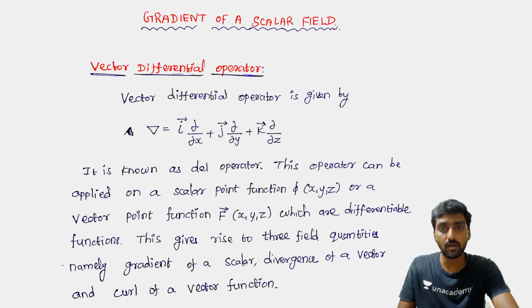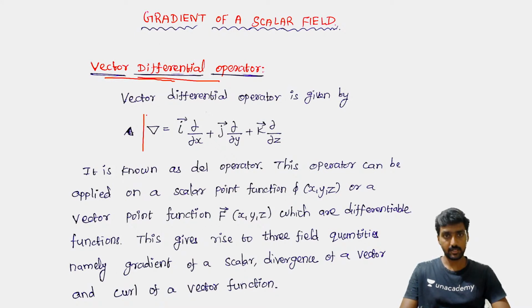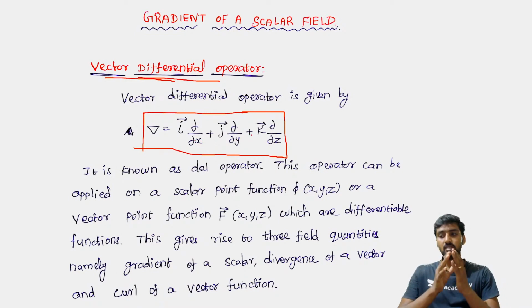Now, the gradient of a scalar field. So what is meant by the gradient of a scalar field? Here, del is called the vector differential operator. It is denoted by del = i vector into dou/dou x plus j vector into dou/dou y plus k vector into dou/dou z. It is known as the del operator.